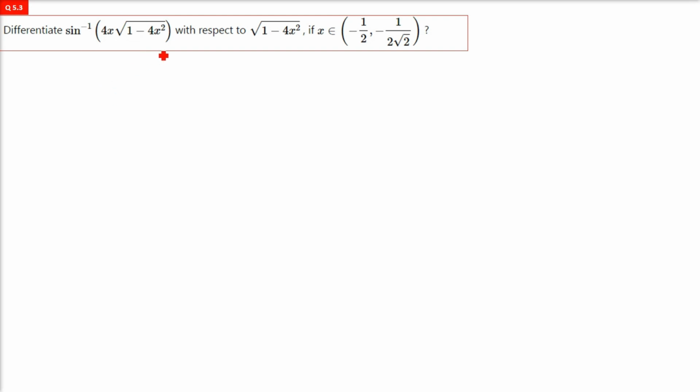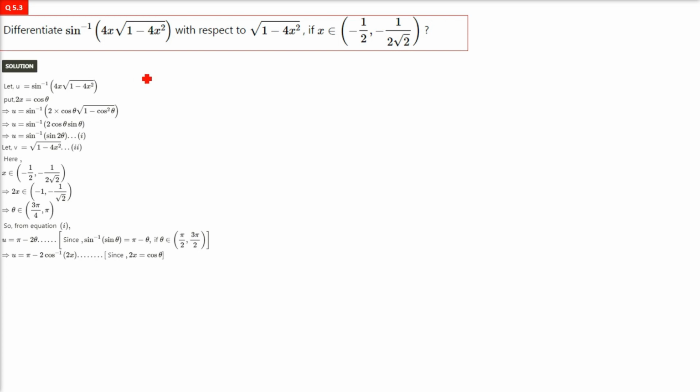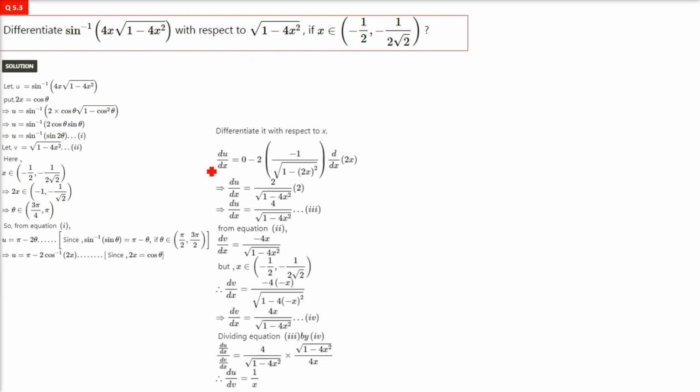Now this type of question we have already done, and the way is to put 2x as cos theta. It was minus 1 by 2 root 2 to 1 by 2 root 2, and I hope that you will be able to do this. Okay, the answer there was negative 1 by x. Here it is 1 by x. The procedure is exactly the same.